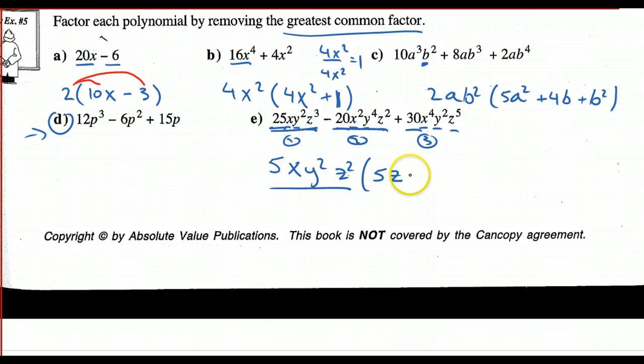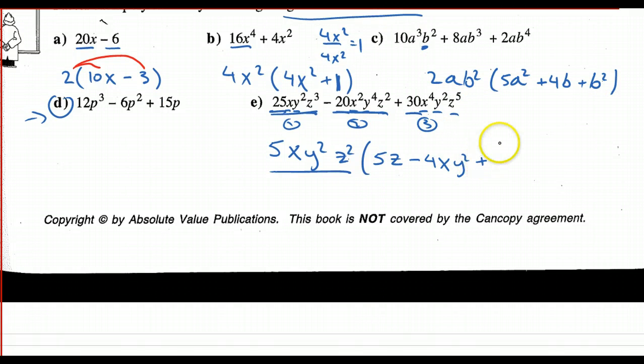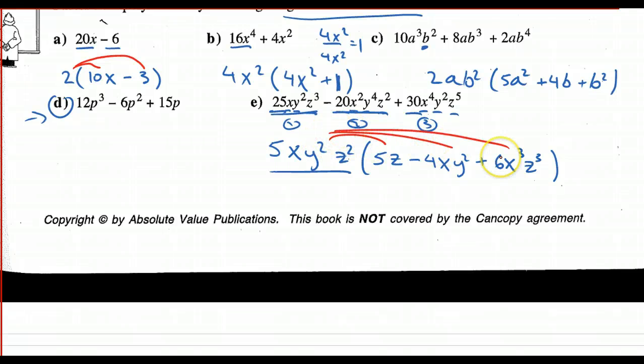Okay? All right. Then it's going to be a negative 4x y squared. All the z's are gone. Oops, shouldn't close the bracket just quite yet. One more term. Plus 6x to the 3. All the y's are out. And z to the 3. Okay. Hopefully I did everything correctly. And again, you can check it by distributing over here.